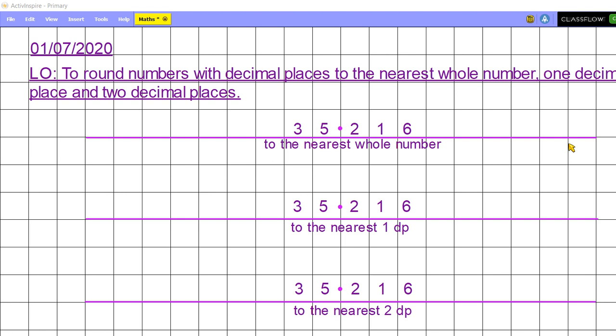So yesterday and on Monday we compared and ordered them, and today we're going to have a look at numbers with 3 decimal places like this, and we're going to have a look at rounding them to the nearest whole number, 1 decimal place and 2 decimal places.